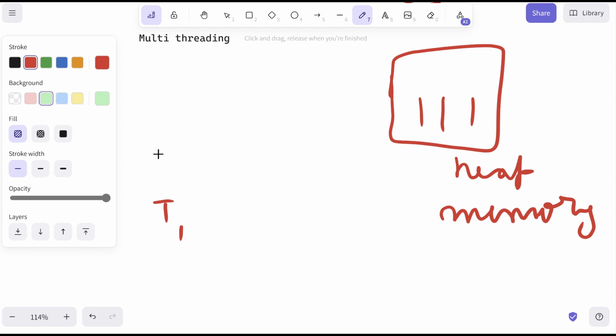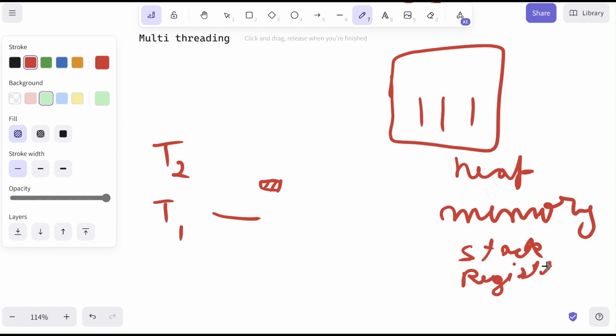So if we have like two threads, the context switch would really take less time because we just had to switch out the stack, the registers on the CPU, and the instruction pointer. Instruction pointer would point to the current executing instruction. So the amount of time taken by OS for the context switch was drastically reduced.